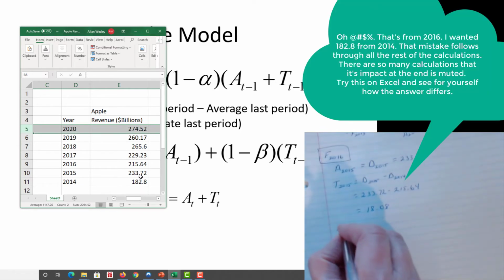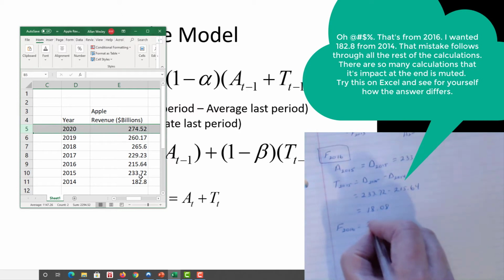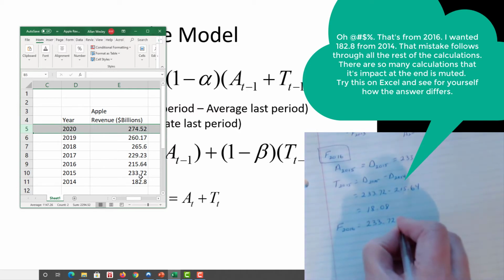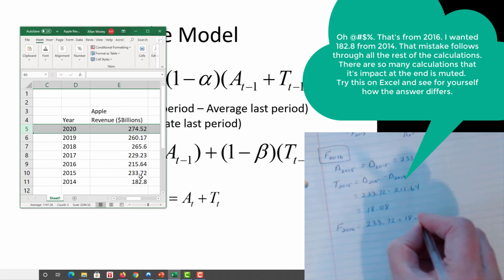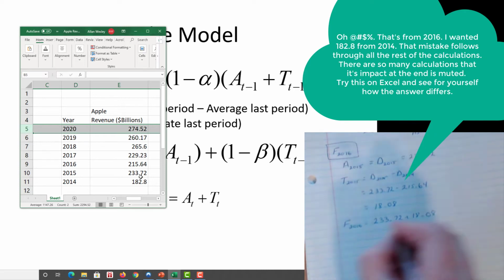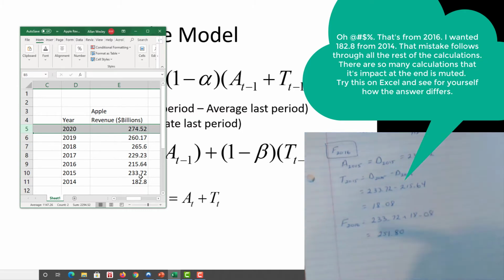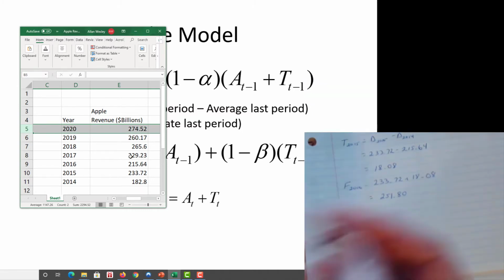And so at the end of all this, our forecast for 2016 is simply 233.72 plus 18.08, and the forecast at our very first forecast, 251.80. Okay. And now I keep rolling this up.